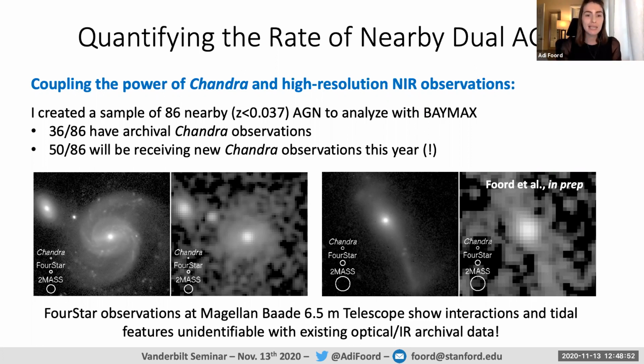So I'm showing you 2 examples of that. On the left-hand side for both of these systems, I'm showing my 4-star observations, where you're seeing interesting things like perhaps interacting systems, as well as things like perhaps some tidal tails. And these are features that you couldn't identify with the existing archival 2MASS data.